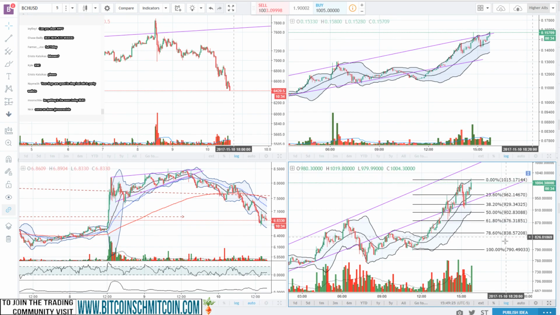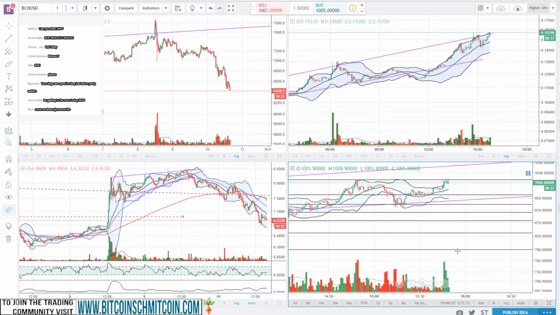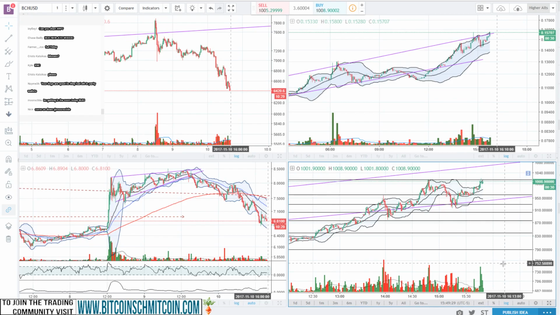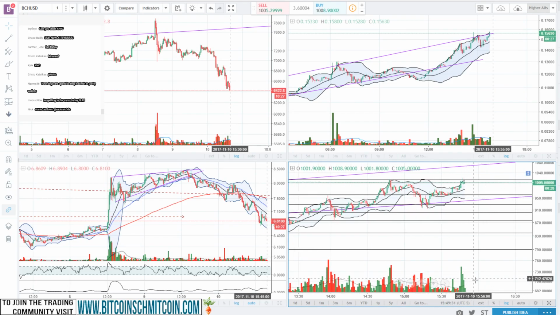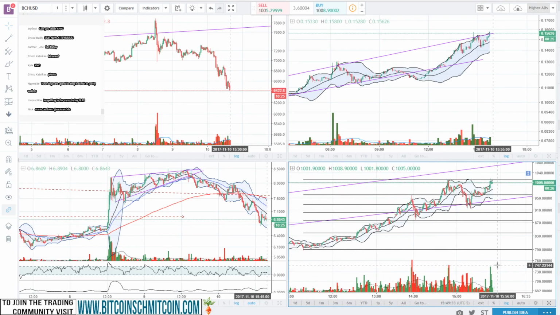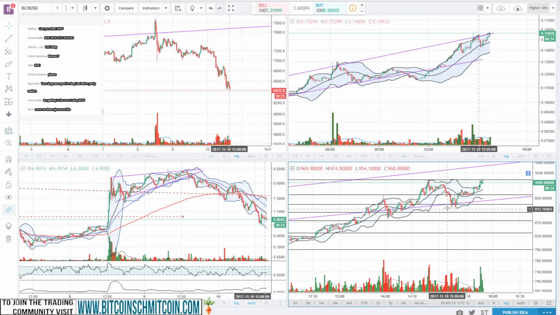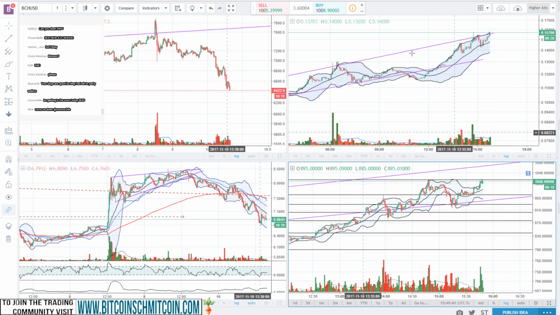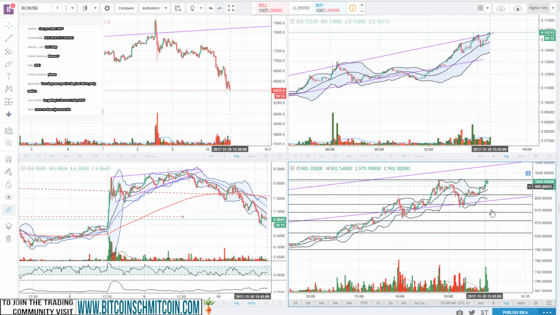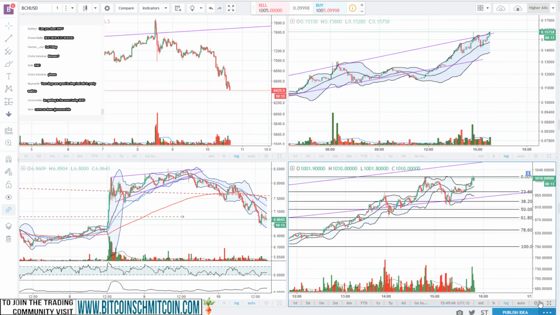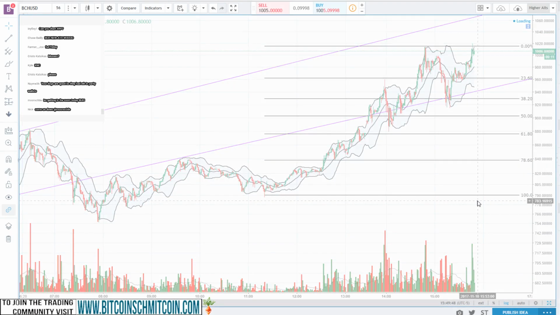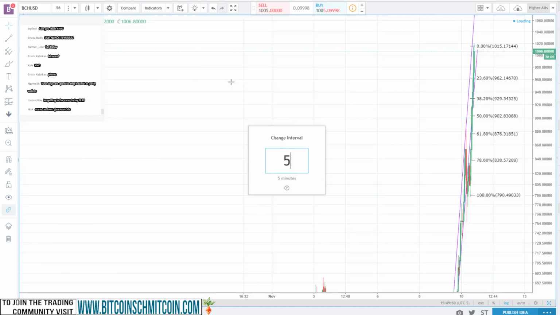Man, this is a lot of volume on BCH here. It's kind of going down. It looks like one big market order came through, but there's no question in my mind that it's going to ultimately go up. What does it look like on the 5 minute?